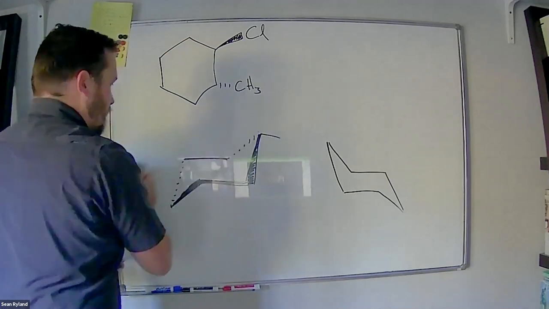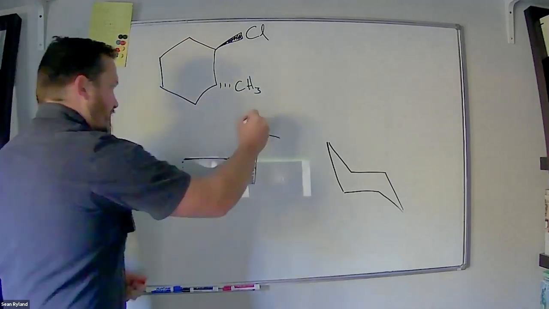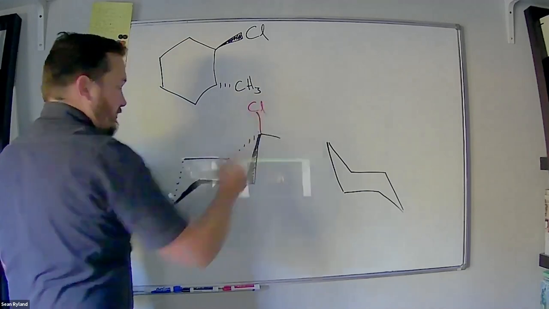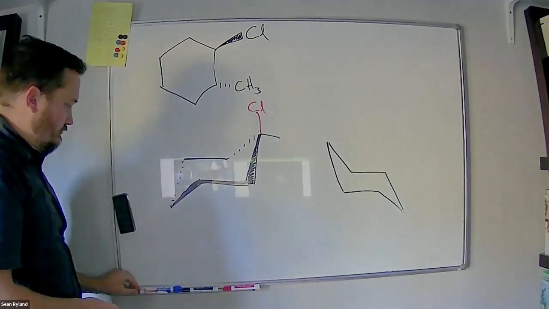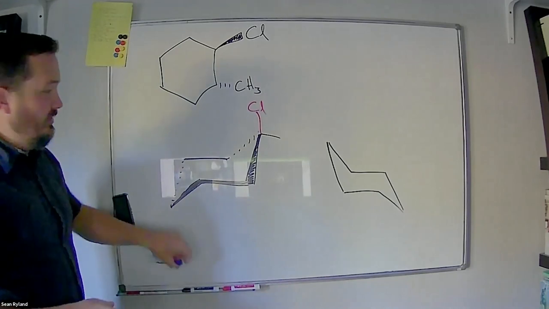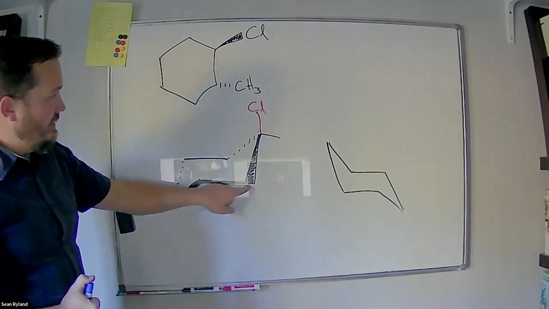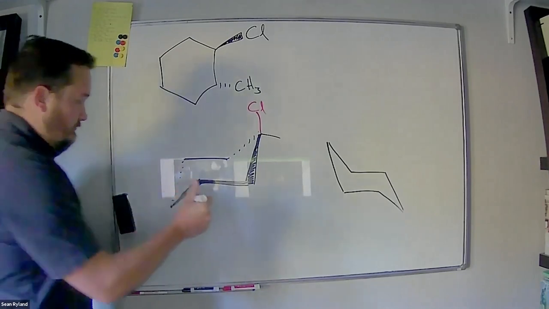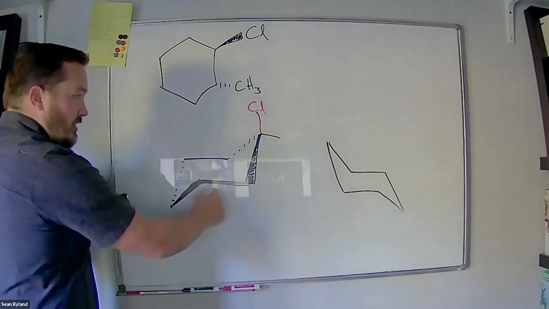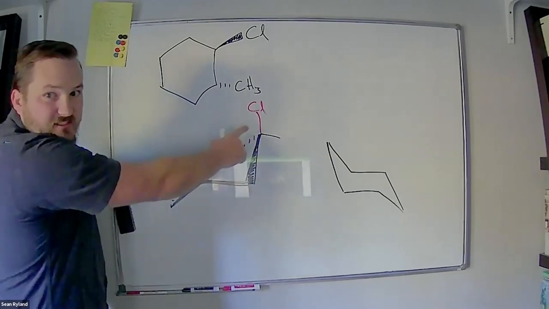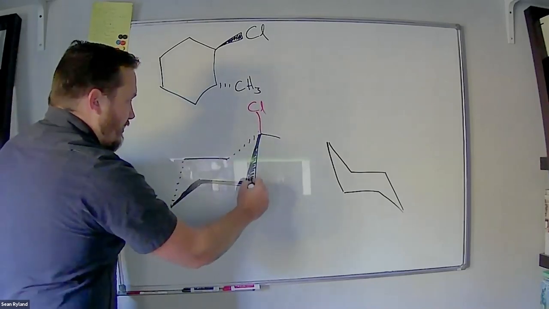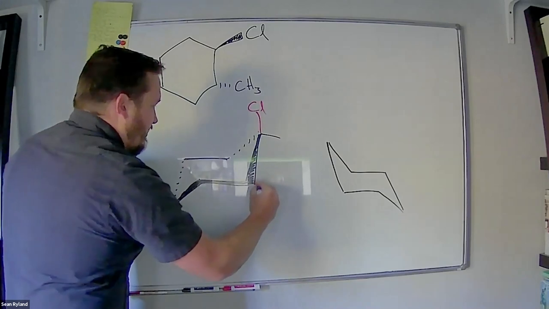Actually, I'll switch to using colors here. There's our chlorine. Our two possibilities for the methyl are, we have one bond that's flat, one bond going away from us. So we have a bond coming towards us.